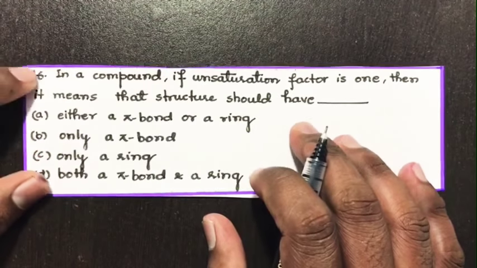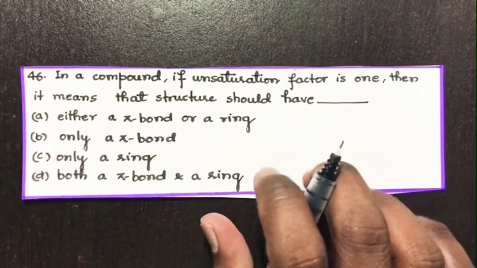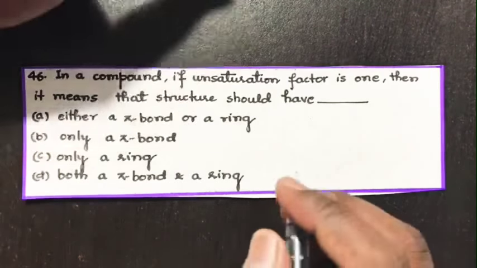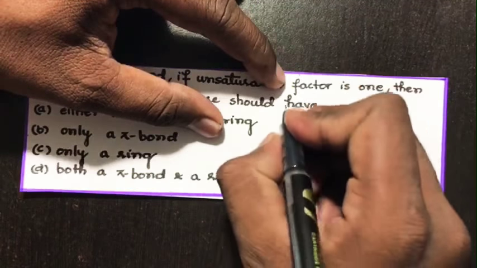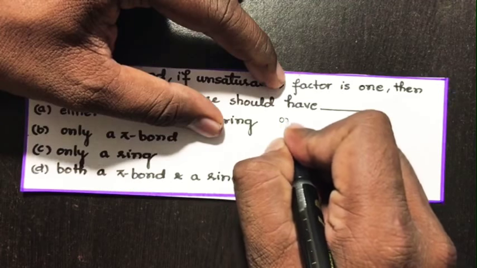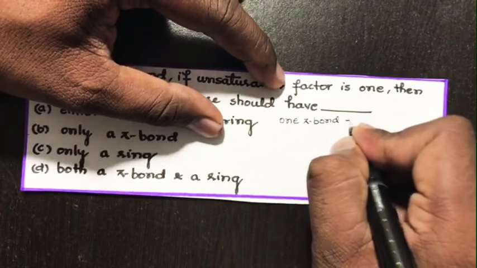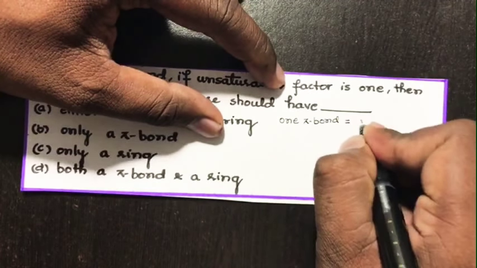Now this is the 46th problem. In a compound, if the unsaturation factor is 1, then it means that a structure should have... So let's remember here, if there is one pi bond, then the degree of unsaturation will be 1. If one ring, then the degree of unsaturation will be 1 du.